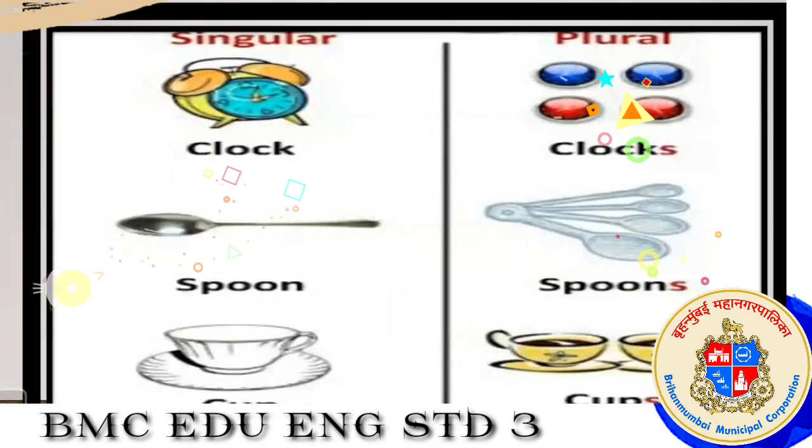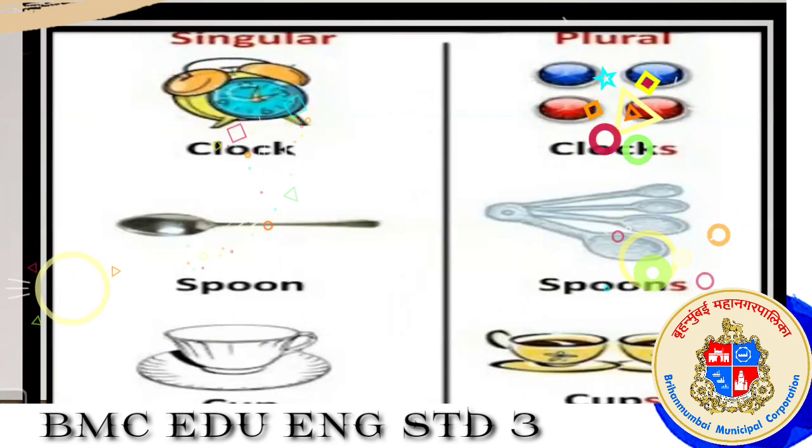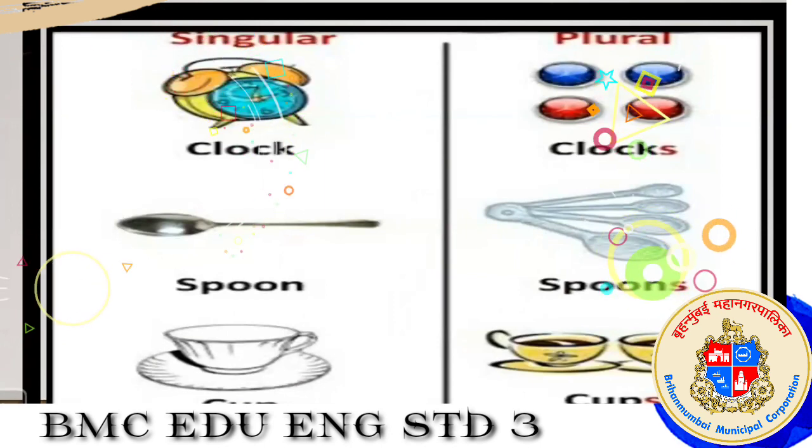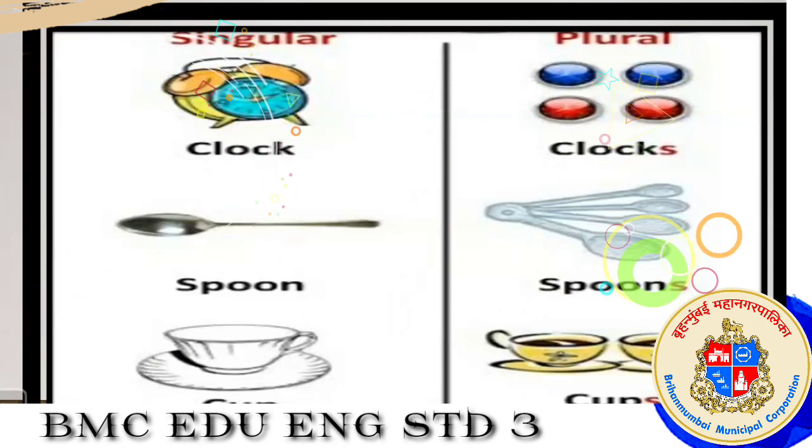See, clock, clocks. What is the plural form of clock? Clocks. Spoon, spoons. In singular, there is only one spoon. But in plural, there are many spoons. Cup, cups. So what did we do? We added S at the end of the word to make a plural.